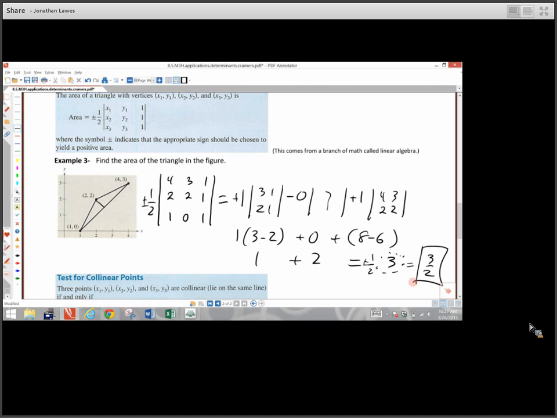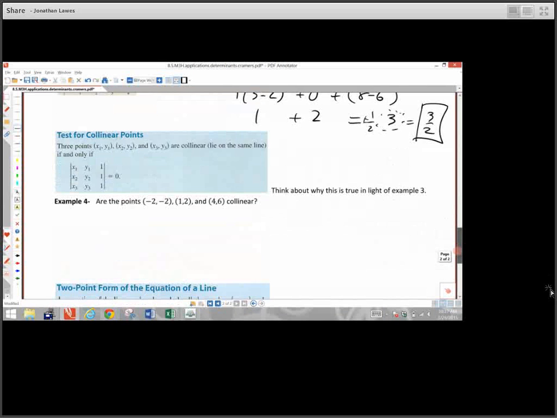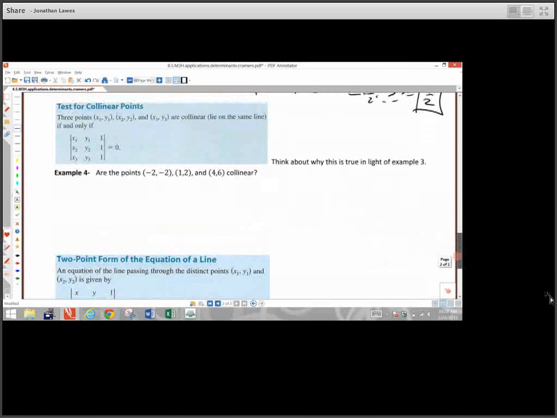Any questions? Maybe. It's an easy, cool application, and it's not like Cramer's rule where you have to find 4 determinants. You just find 1. Everybody good there? Yeah. You want it on the test? That's extra credit. Okay. Yeah, all right. I got it. All right, we'll see.